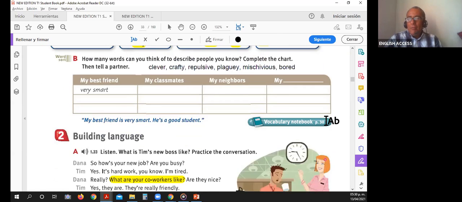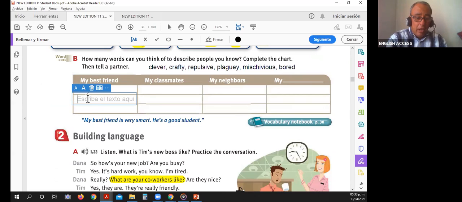In activity number 2, or activity B, it says, how many words can you think to describe people you know? I don't know if you have a best friend, but you can describe a friend. My friend is very smart. Maybe you can say my friend is outgoing. You can add 3 adjectives for that person. Pueden añadir 3 adjetivos por esa persona. Outgoing or smart.